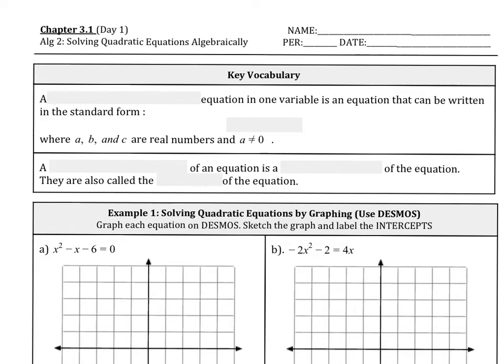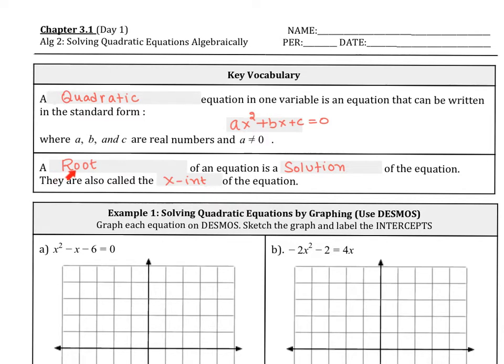Chapter 3.1 Solving Quadratic Equation Algebraically. A quadratic equation in one variable is an equation that can be written in the standard form ax squared plus bx plus c equals 0. So just remember the vertex form was a times x minus h squared plus k, and the standard form quadratic equation is ax squared plus bx plus c.